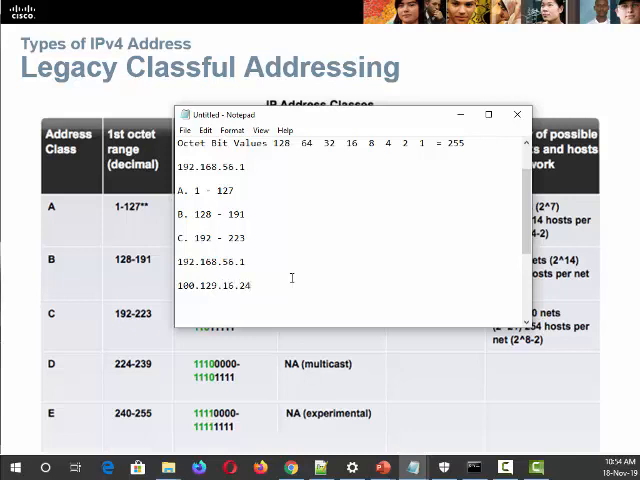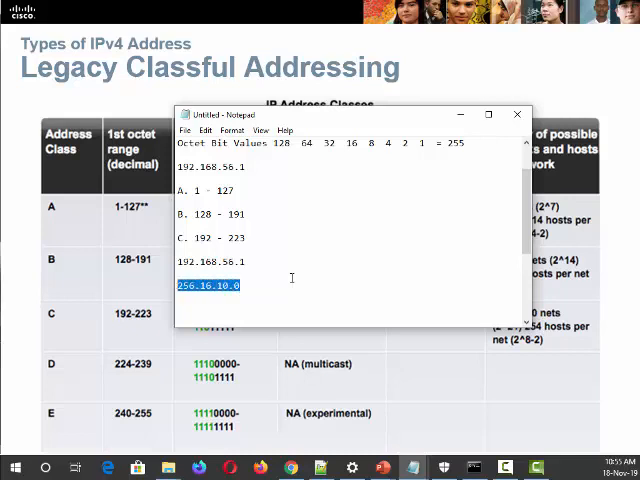Which class is this? A. Yes. Now, which class is this? Experimental. Class E. Class what? So it's not above value. So it is invalid.